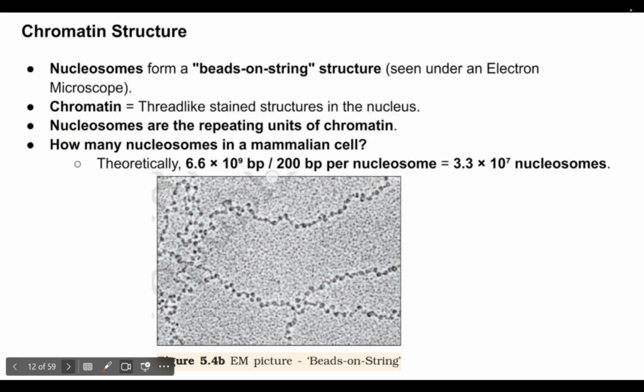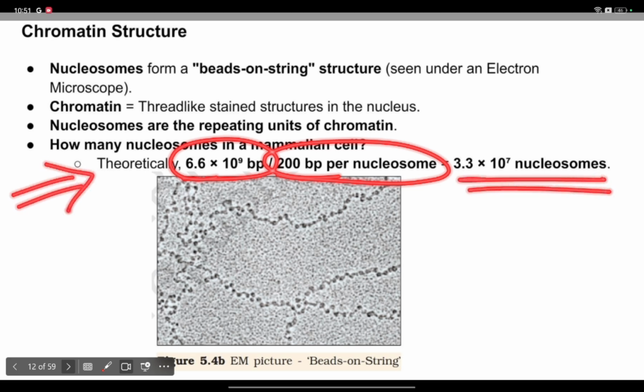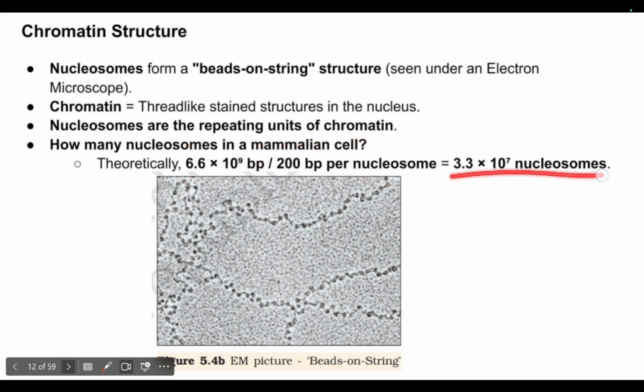If there are total 200 base pair in the nucleus and the length of DNA is, we have already seen, 6.6 into 10 to the power 9, which is shown here. And one nucleosome has 200 base pair. Then if I ask you how many nucleosomes are present in human DNA, you will simply divide the total base pairs by 200 base pair. So here you remember how many nucleosomes in mammalian DNA? So 3.3 into 10 to the power 7 nucleosomes. So these are the points which you have to remember.